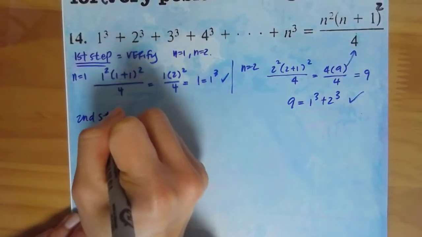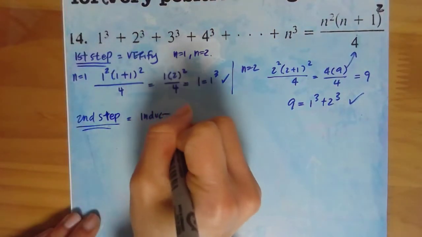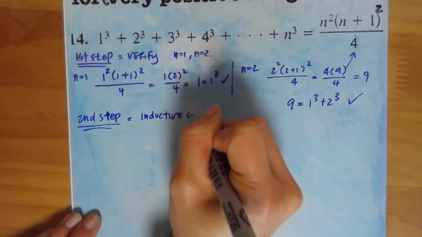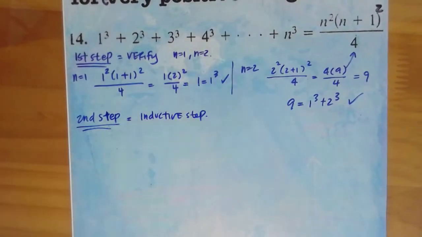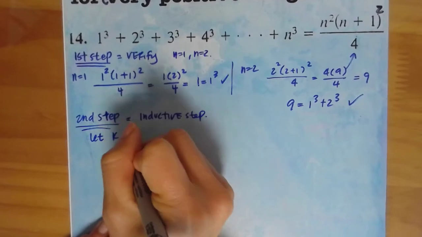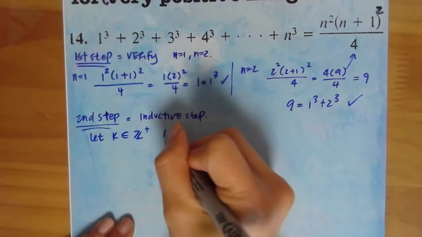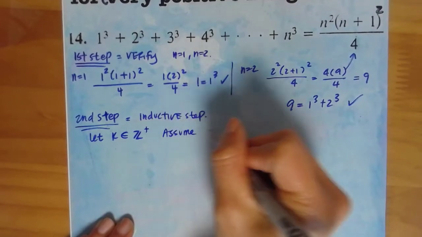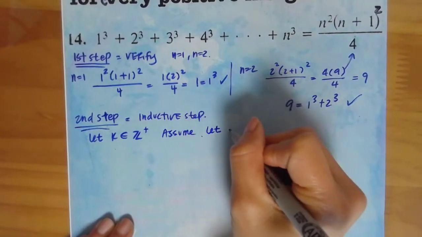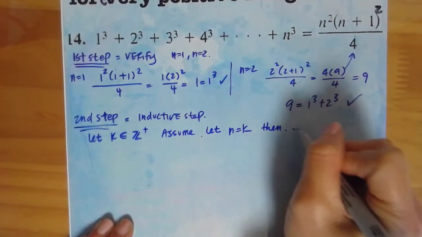Now, second step. What's the second step? Yes, I know. This is the inductive step. We call this the inductive step, okay? So we're going to do this. Always follow this, okay? Let k be any positive integer. Assume, or let n equal k. Then, what does that mean, right?